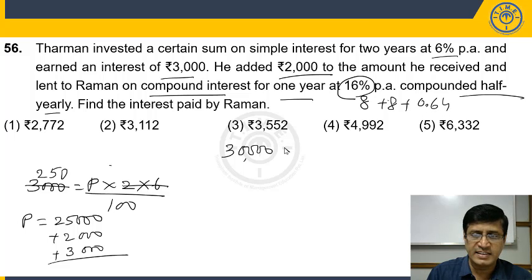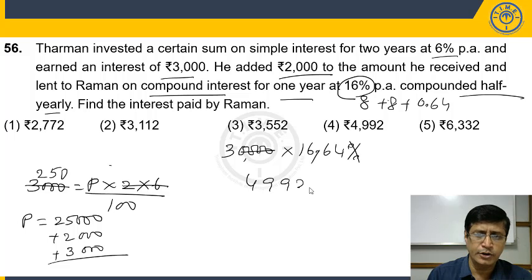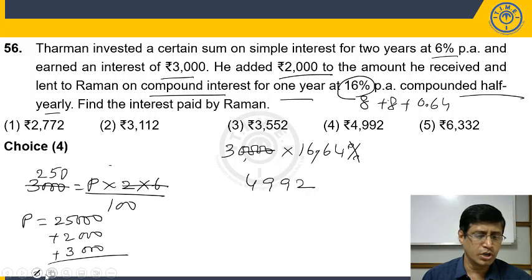The result is 16.64%. Percentage and zeros we can cancel. Decimal and zeros also we can cancel. The remaining, the product of 3 and 1664. Now what is the result? 4992 is the result. Option number 4. Choice 4 is the right choice.